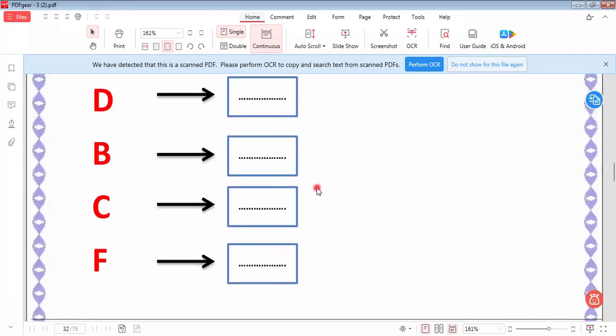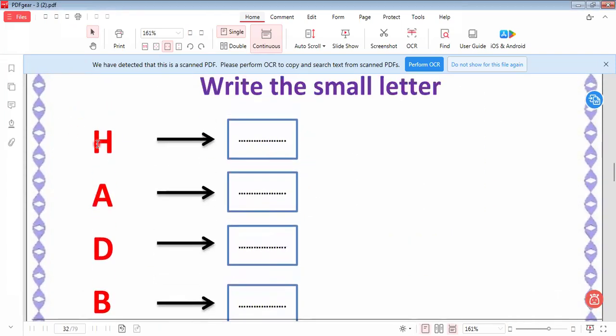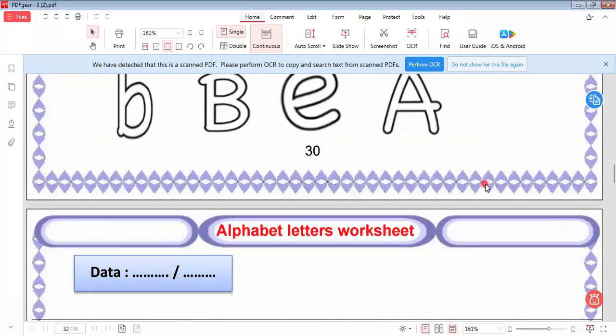So here we have the capital and small. How can I write capital H? I write capital H as it is, A small as it is, D small as it is, B small as it is. Okay. So here J. Today we took J, K, L, and I would like to stop on letter M today. Let's go to letter M.